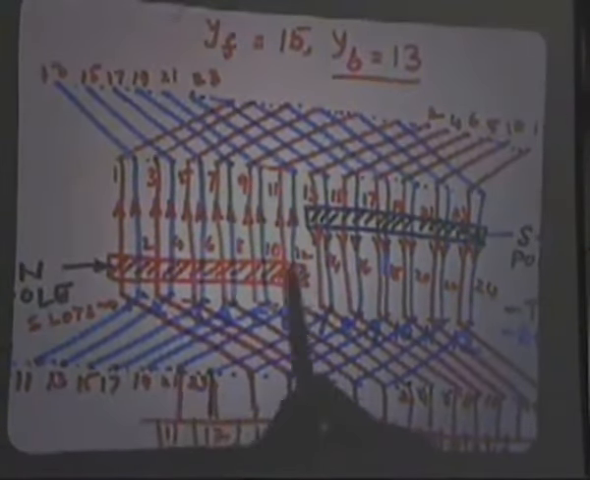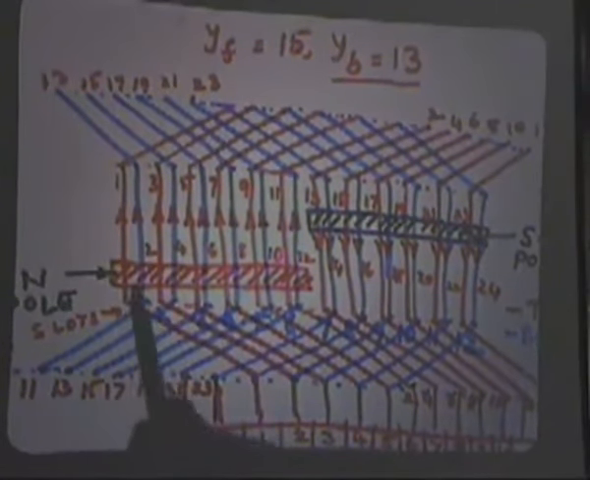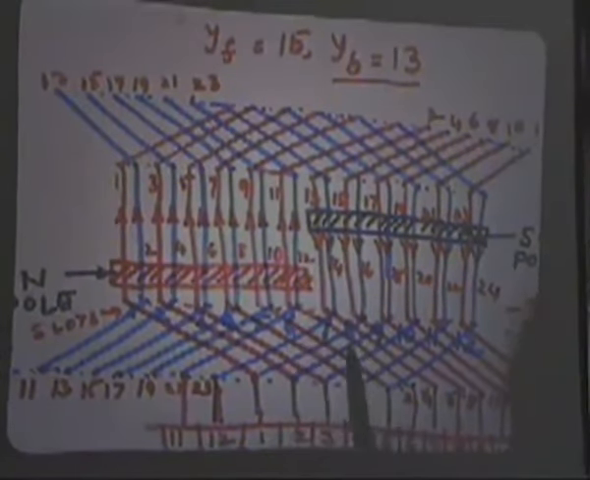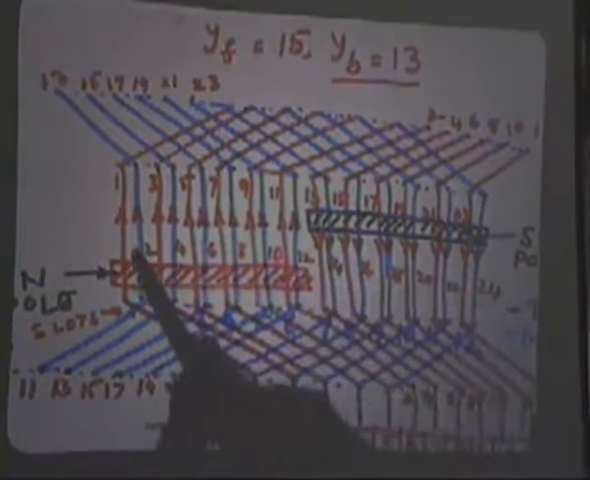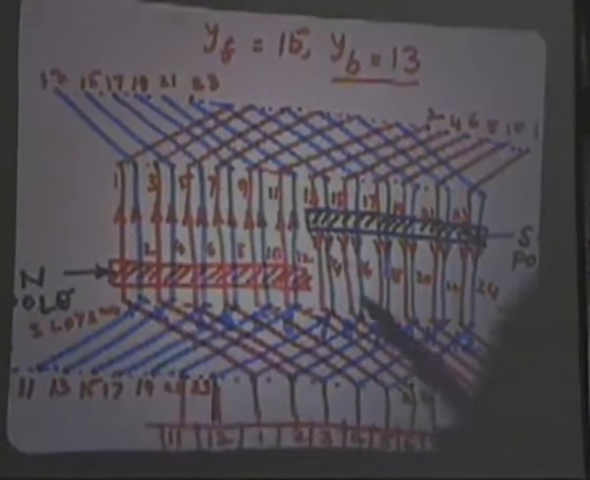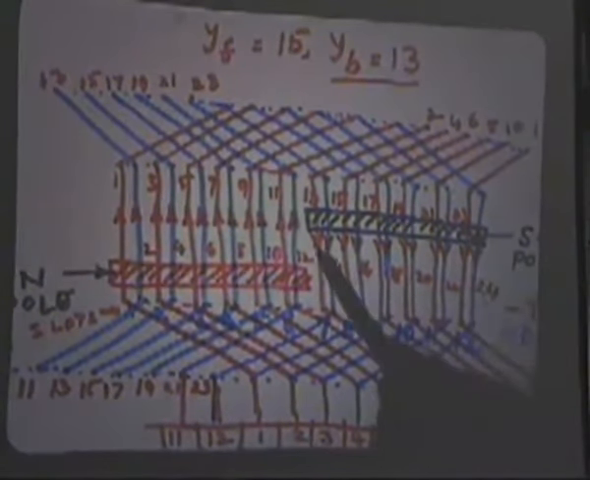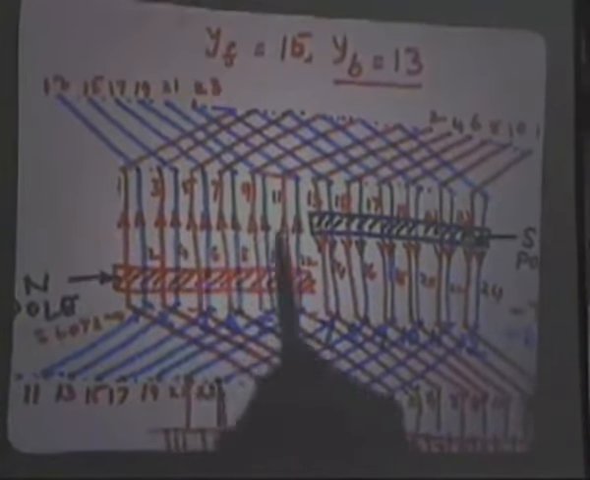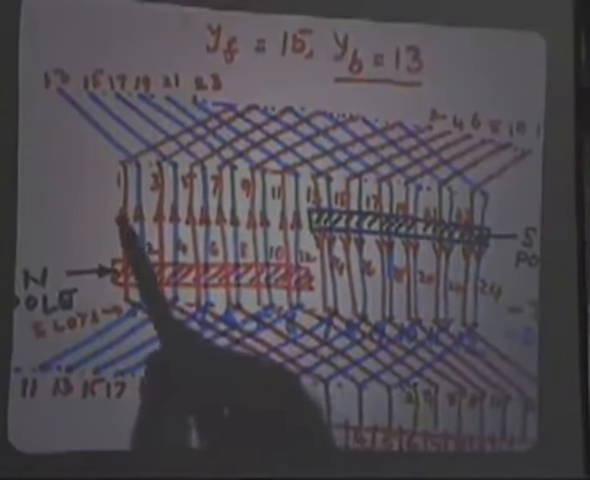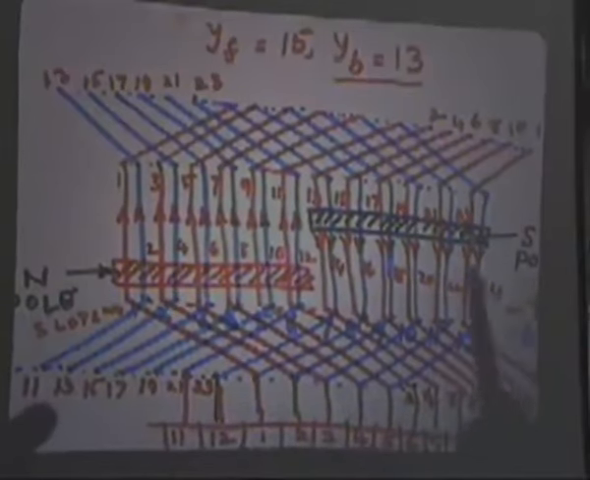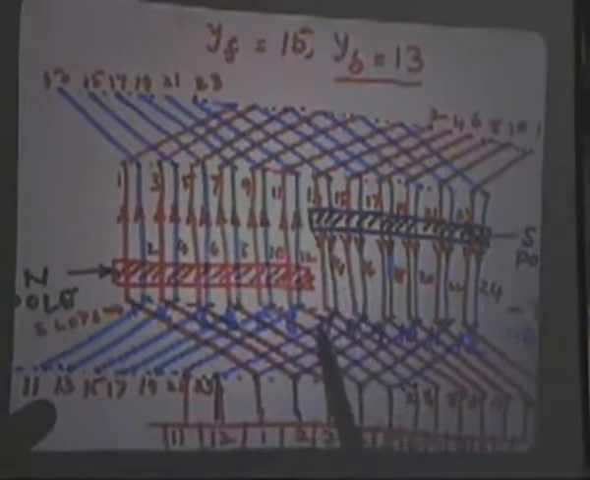Conductors in the slots 1 to 6 are under the influence of north pole at this instant, 7 to 12 are under the influence of south pole at this instant. So the conductors under the influence of north pole, if they say, are carrying currents upwards, conductors under the influence of south pole will be carrying currents downwards. So these are the current directions. So 1 to 6 are carrying currents upwards, 7 to 12 are carrying currents downwards. So you will have this combination.